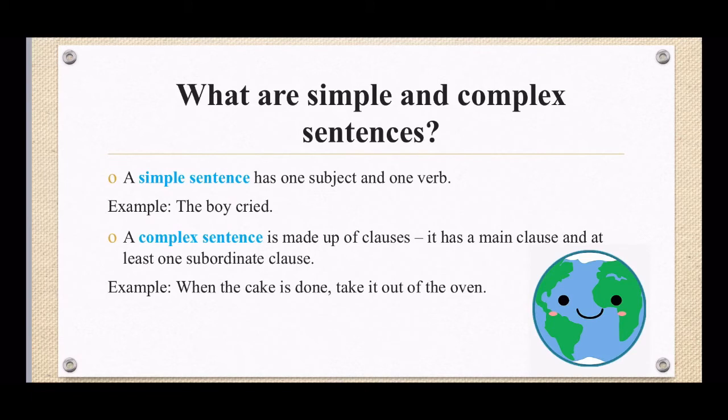Then we have a complex sentence. So this is made up of clauses. It has a main clause and it has at least one subordinate clause. So for example, when the cake is done, take it out of the oven. So our main clause would be the cake is done, and the subordinate clause would be out of the oven, right?